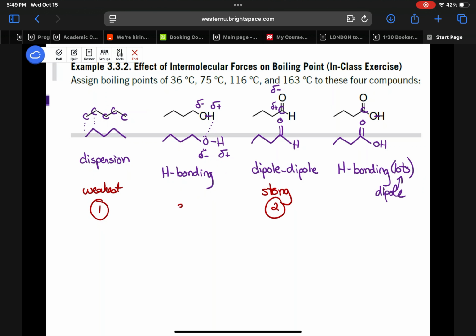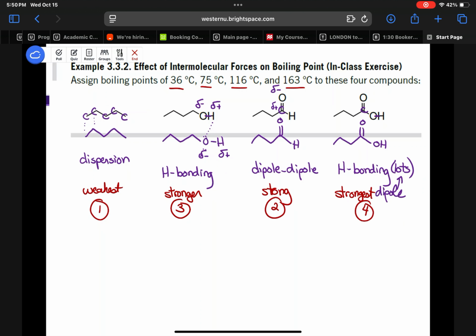So I'm going to classify this one as 3, stronger than dipole-dipole, and this one as 4 as our strongest because it has even more sites for strong intermolecular forces. So now I'm going to go back to my problem and say, well, what were the boiling points that were supplied to me? The weakest type of interaction, we're going to be able to disrupt that with the lowest amount of energy. So it can be the lowest temperature to be able to disrupt those intermolecular forces.